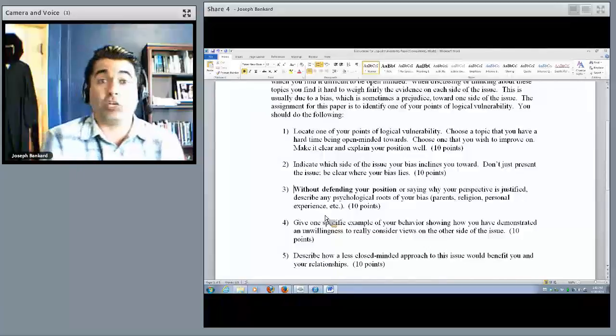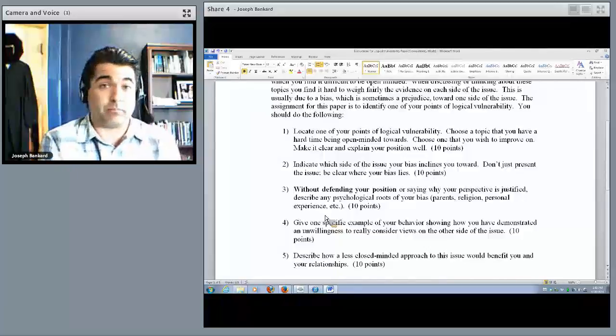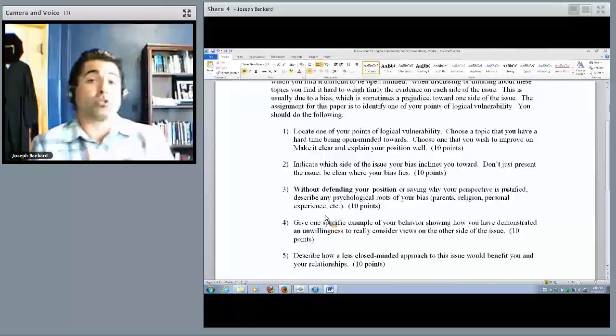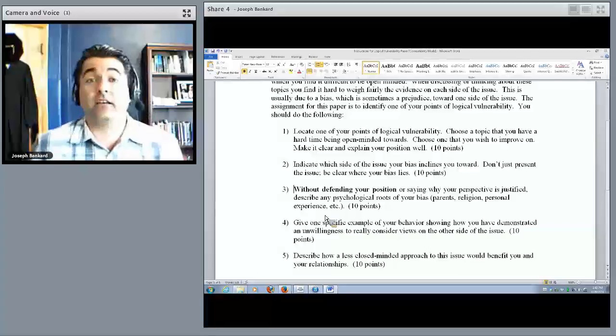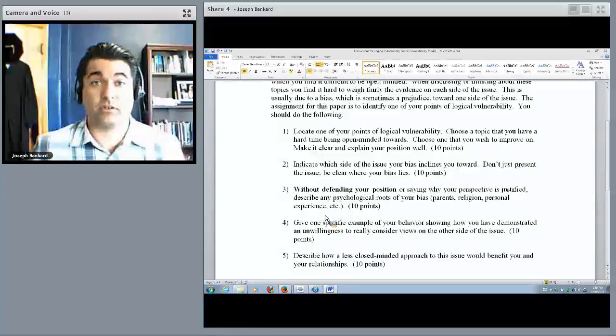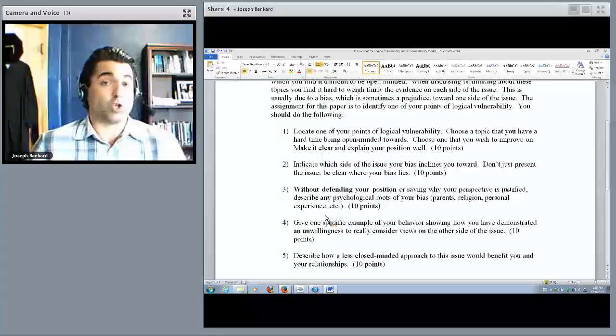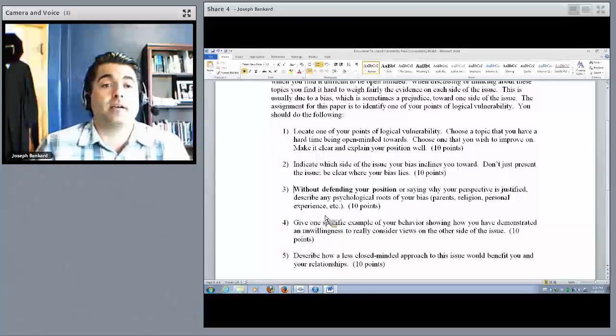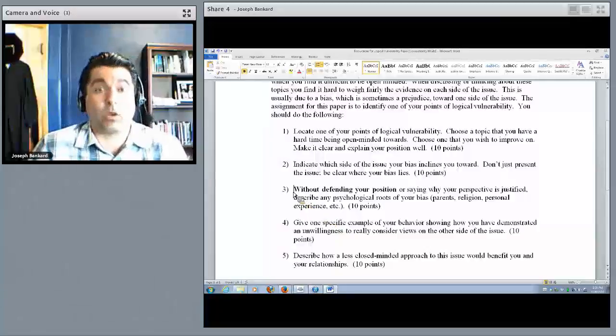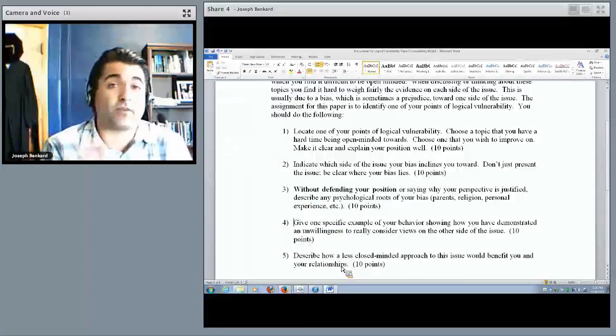Because again, you might be right. Your logical vulnerability might end up being true. You're just trying to indicate, why are you closed-minded about this? Why do you have a hard time listening to the other side? Have you had any negative encounters that might make you less open-minded about this issue? So what is it that, if you look in the past, might help explain where you are today in your worldview?